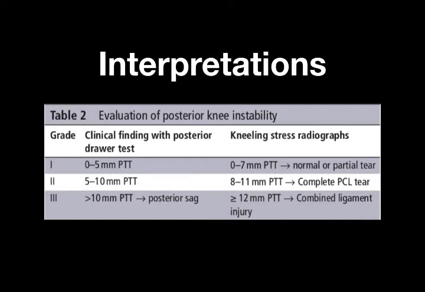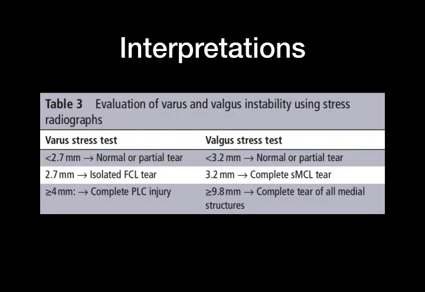And if there is more than 12 mm of measured posterior tibial translation, that signifies a combined ligamentous injury, that is PCL injury along with PLC injuries. So grade 3 is always an indication for surgery, and grade 2 can be either taken for surgery or managed conservatively according to the clinical evaluation.